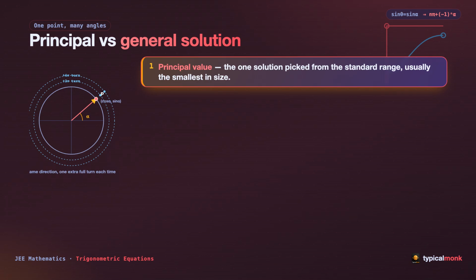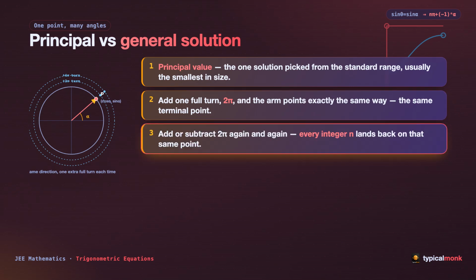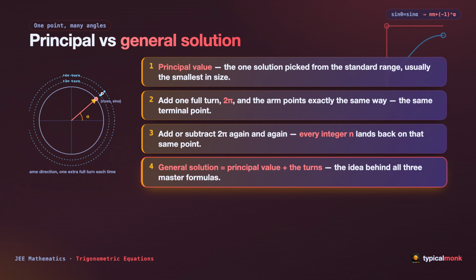The principal value is the one solution we pick from a fixed standard range, usually the smallest angle in size, the very first time the arm reaches that direction. At one full turn, 2 pi, the arm points in exactly the same direction all over again, the very same terminal point. Keep adding or even subtracting 2 pi again and again, and every integer value of n lands back on that same point without exception. So the general solution is nothing more than the principal value plus the 2n pi terms. And that single idea is what all three master formulas are quietly saying.